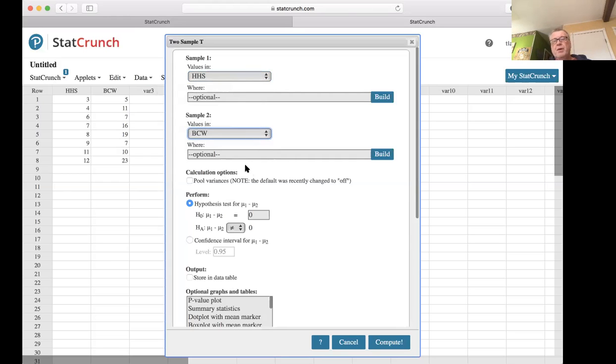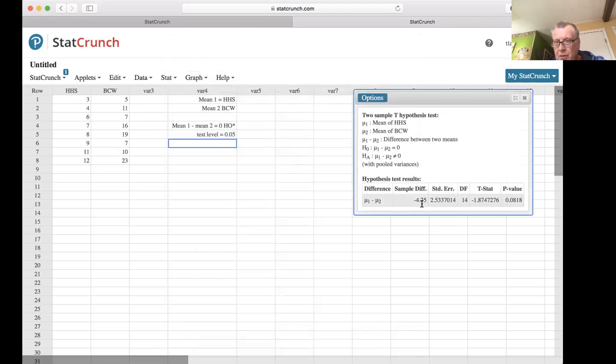Now, if we assume the variances are equal, the rule was we pooled. If we assume they're not equal, we do not pool. So if we don't check this, that means that we assume the variances are not equal and we would not pool. If we check this, the assumption would be that they're equal. So let's check it. Let's assume they're equal. Okay. Now here's our H0. Mu1 minus mu2 equals 0. That means they're the same. HA says mu1 minus mu2 does not equal 0. That means they're different. Okay. That's what we want. So we compute. And we have the following information.